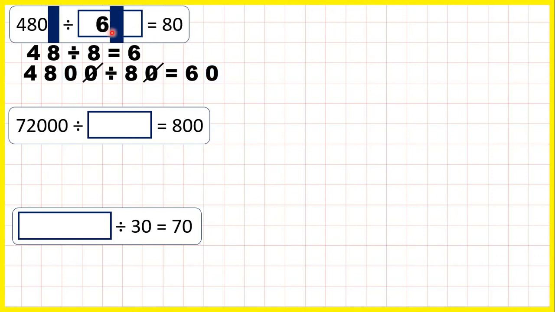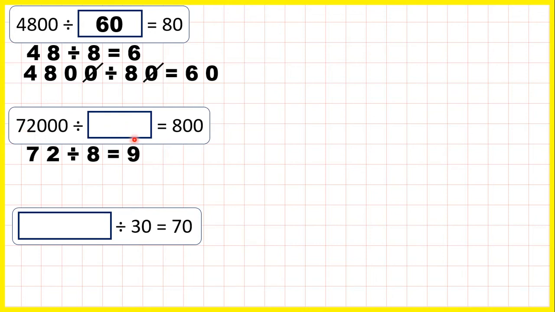And again, you can see if you cancel an end zero, you get the same answer as 480 divided by 6. Now, 72,000 divided by what is 800? We need to use division to find our missing number because it's the divisor, it's the second number that's missing.